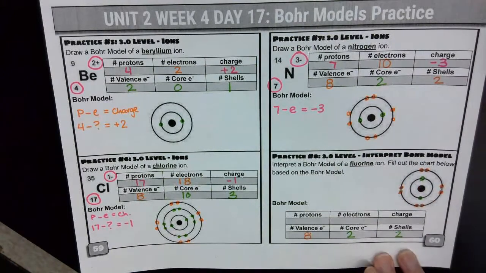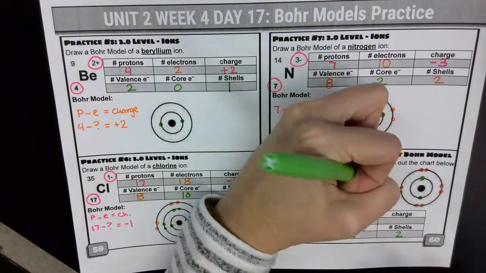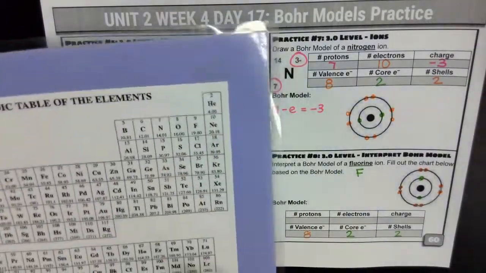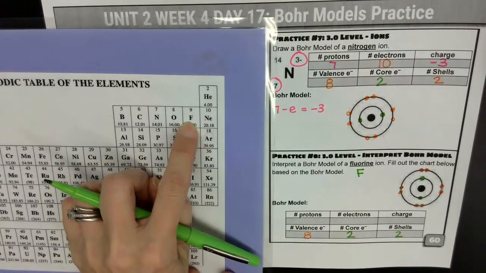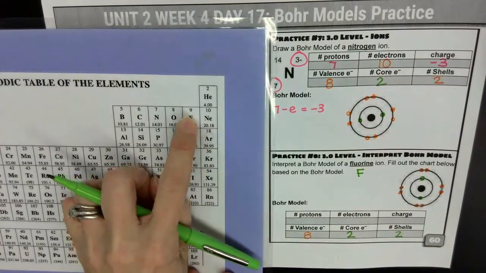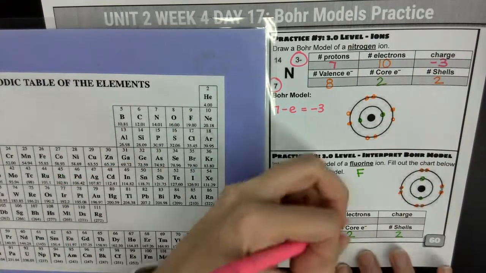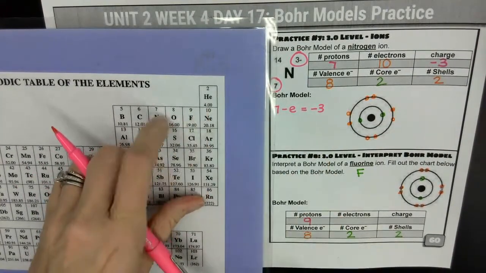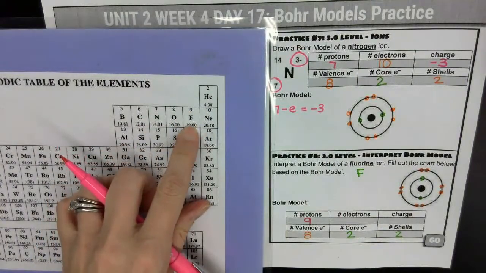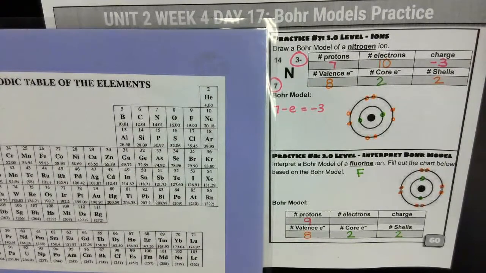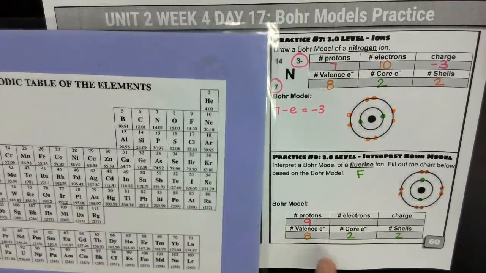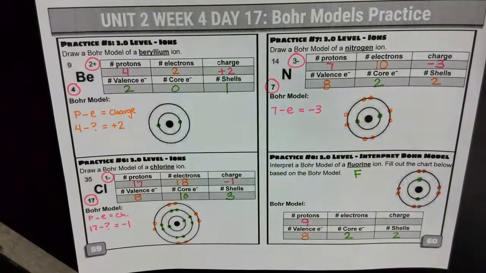And then it tells me that my element is fluorine, and fluorine has a symbol of F. If I look on my periodic table right here, there's my element, fluorine. Fluorine is element number 9, so that tells me that fluorine has 9 protons. Again, I got that from looking up fluorine on the periodic table. I know how many core electrons and how many valence electrons from looking at this.